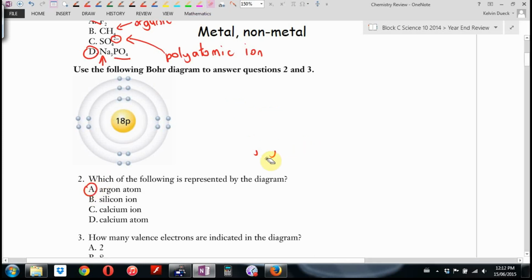What if they had given you, I'll give you a different question, what if instead of an 18, there had been 16 there? Sulfur. But is it a sulfur atom or a sulfur ion? Because it has a full valence shell, it's gained those 2 extra electrons, so it would be a sulfur ion. You would write it with the square brackets and the 2 negative, which told you that it was an ion. So they can muck around with that. But this is argon, it's an atom.